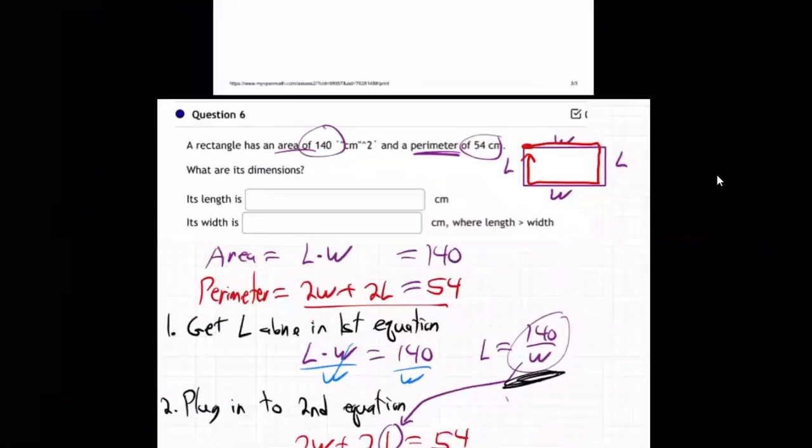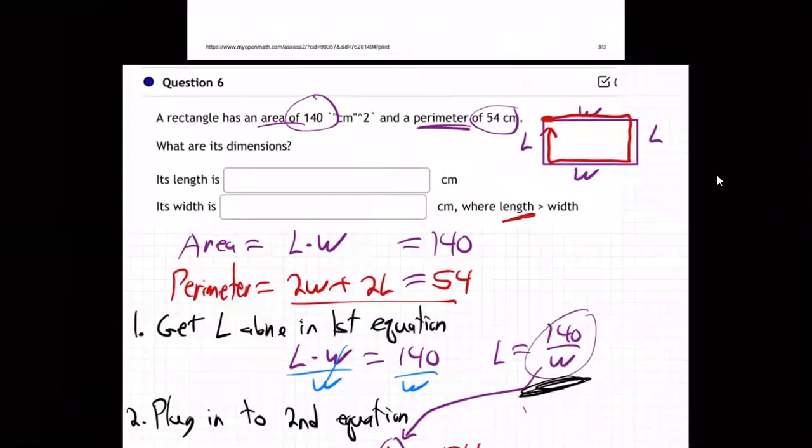So how do they want us to answer? They want the length to be the greater one. Okay, so if the length is the greater one, then that's the 20 and the width is the 7. They say it right there. The length is greater than the width, and the way they want it said. So I actually did it backwards. This should be the length. This should be the width. Like that. All right, whatever. We got it. Length is 20, width is 7.